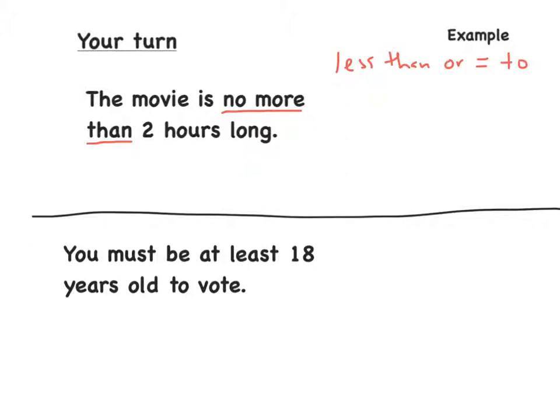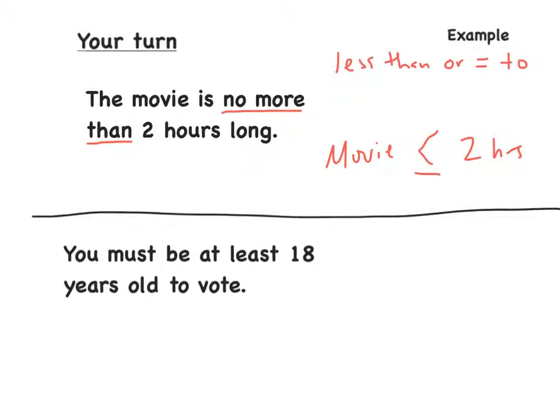So if we have a movie, then we have 2 hours long, we know that it has to be less than or equal to. So when we draw that, the movie has to be less than or equal to 2 hours long.